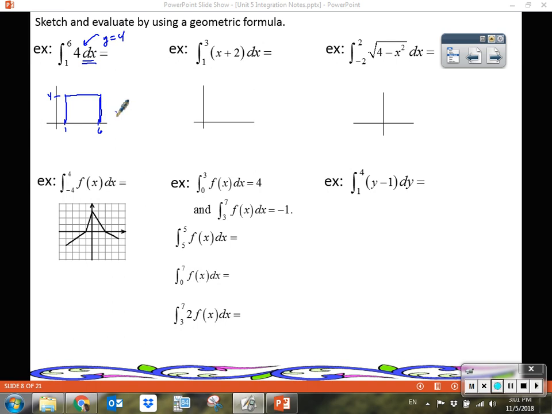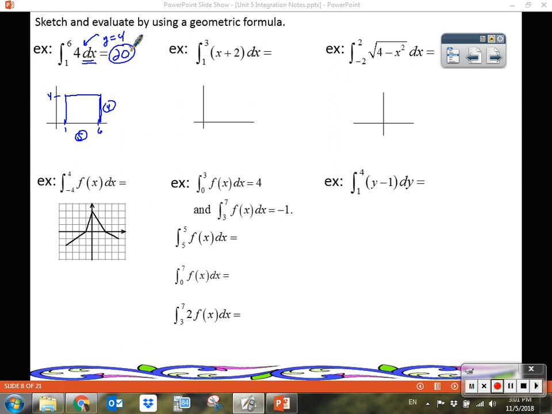That's a rectangle. And even when you learn to do the fundamental theorem of calculus, which we are going to learn tomorrow, thinking about it as a geometric shape is way easier than working through the fundamental theorems. So it's just kind of a little shortcut for us. This distance right here would be 5, and this distance is 4, so 5 times 4 is 20. So our answer to that integral is 20. All right, great. Let's go to the next one.